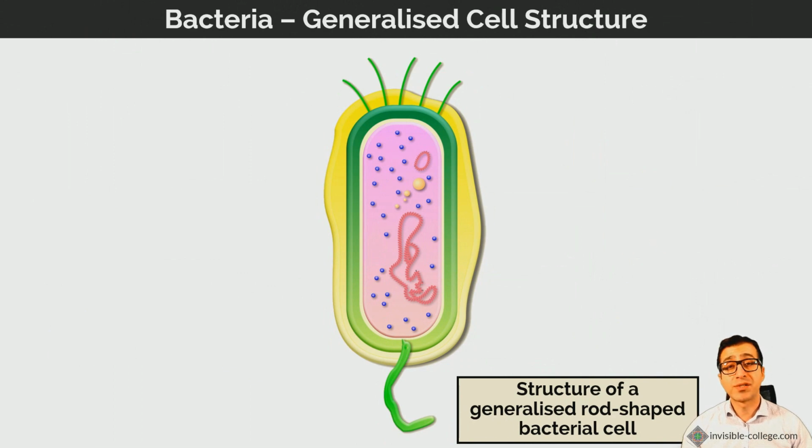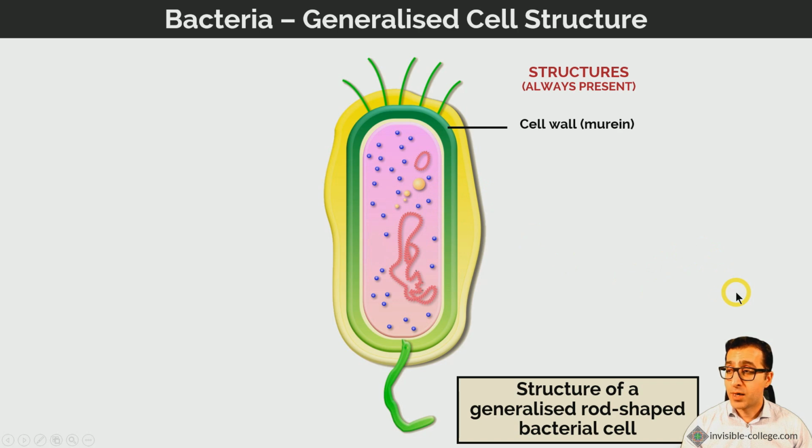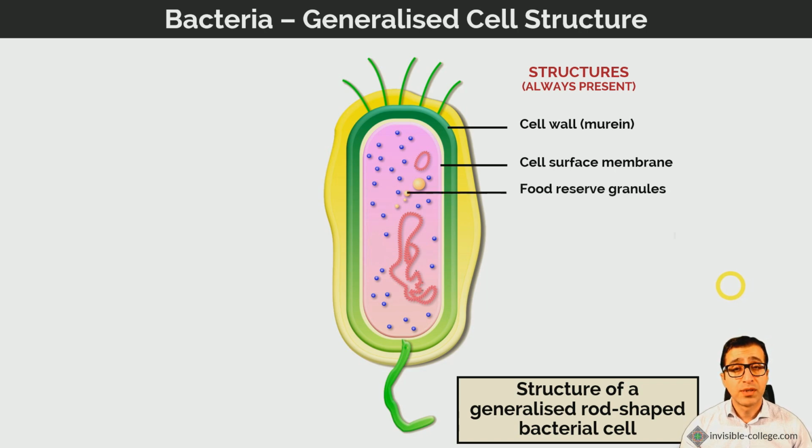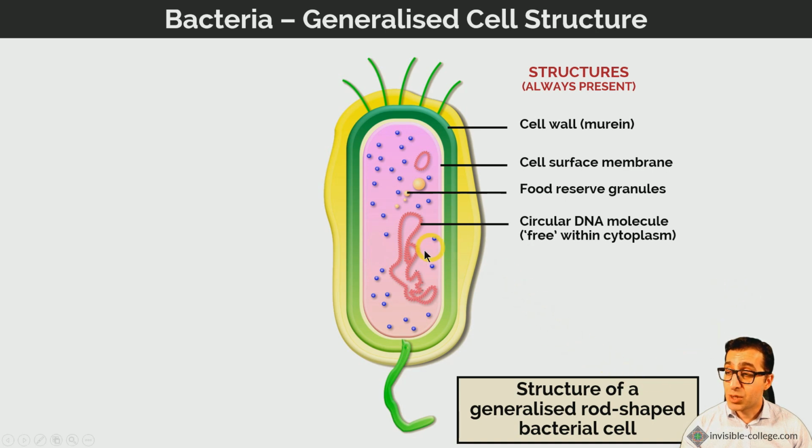So this is the generalized structure of a bacterial cell. And so there are structures here which are present in all bacterial cells, and there are some structures which are only present in some bacterial cells. So let's take a look at those now. The structures that you always find are a cell wall made of murein, that is peptidoglycan. You also have a cell surface membrane, a plasma membrane. You have these food reserve granules, and you have this long continuous circular loop making up the single bacterial chromosome.